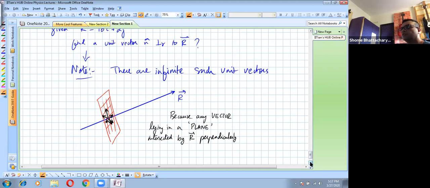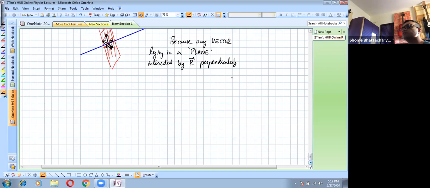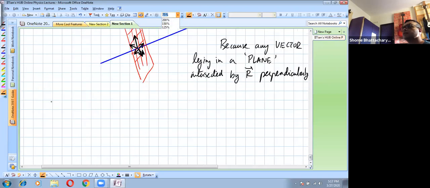However, suppose within the same question I asked that you want to find a unit vector in the xy plane.